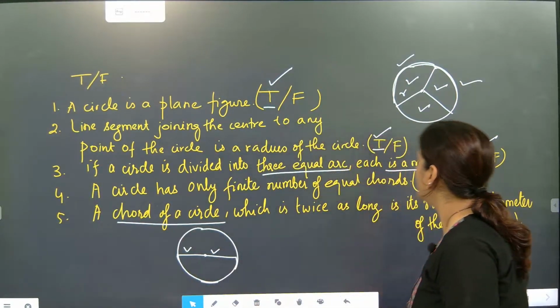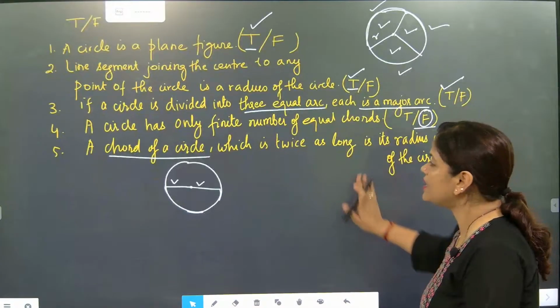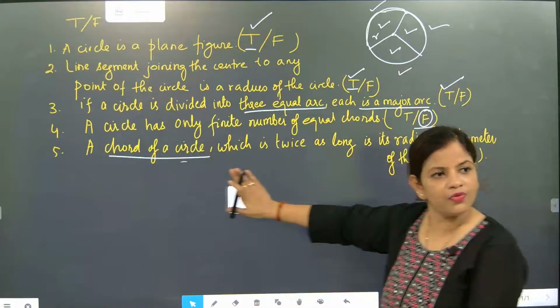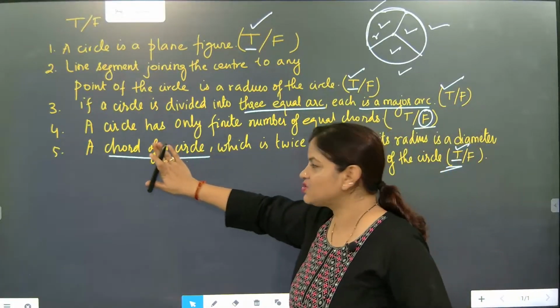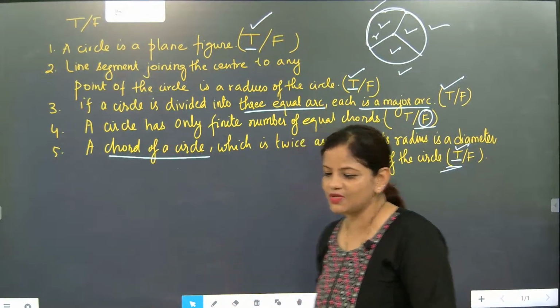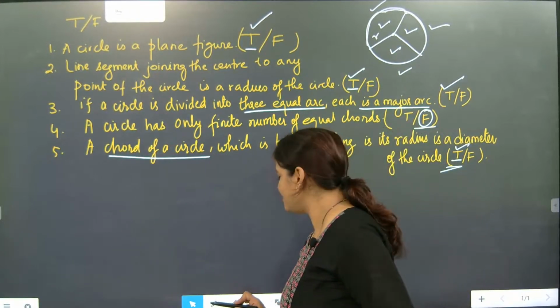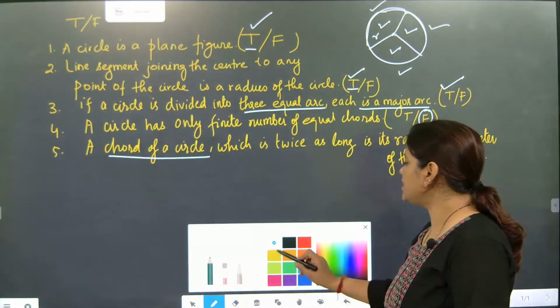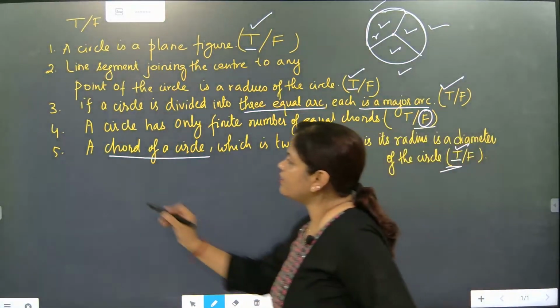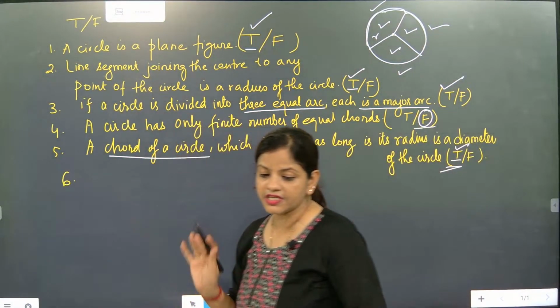Get ready for it. So these were 5 questions. How many correct for you? I think 4 of you have said correct. Only the last one you made a mistake. Everything else you have done correct. So now we are going for the 6th question. Children, get ready for the 6th question.